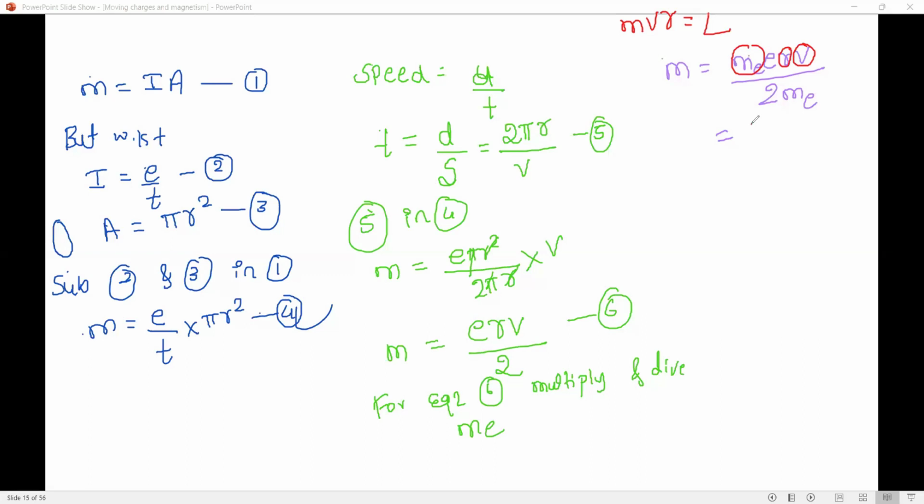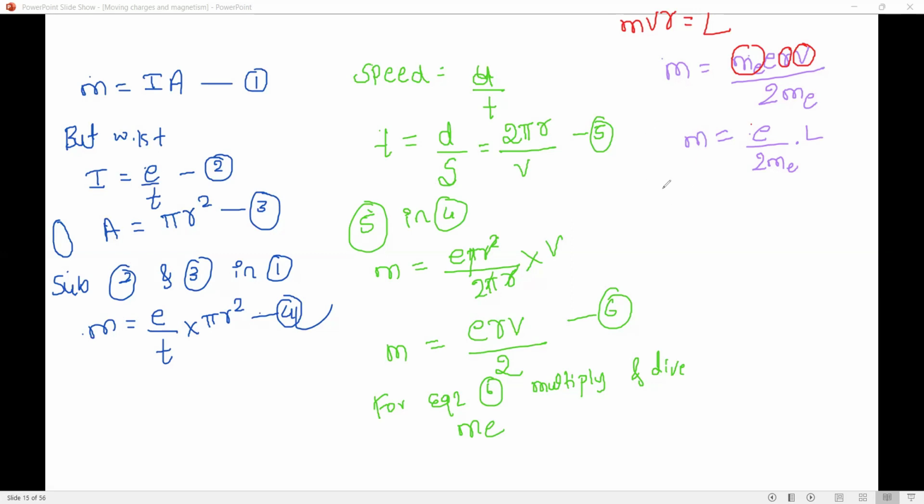So what can we write for the above equation now? The above equation can be written as, E upon 2me remains. What remains is E upon 2me. MVR is nothing but what? Angular momentum. So the magnetic moment is equal to EL upon 2me. The last step is according to Bohr's postulate.